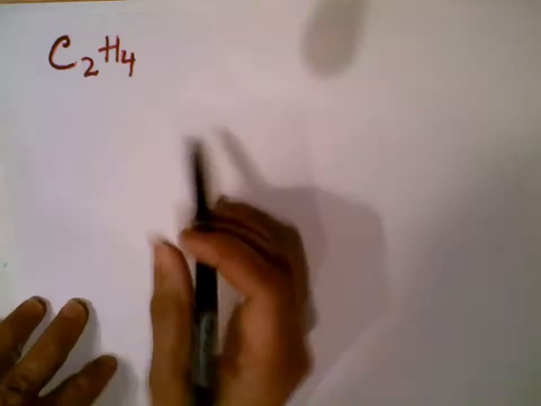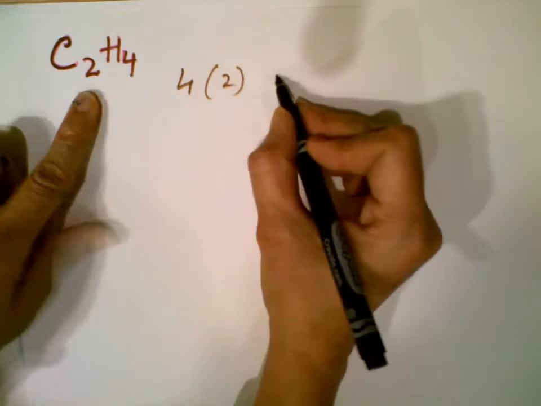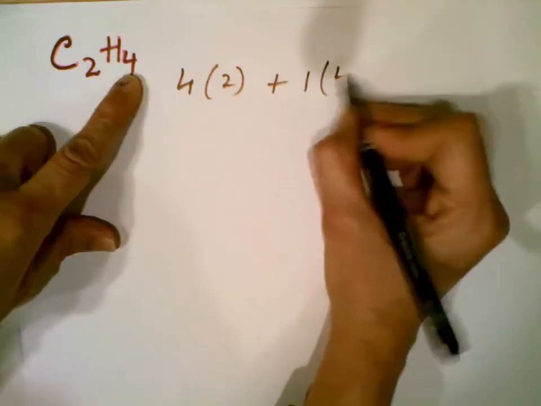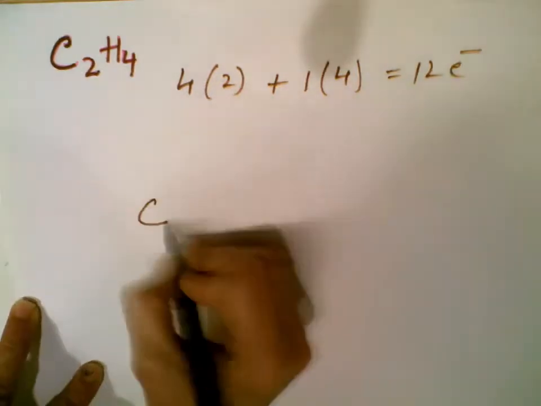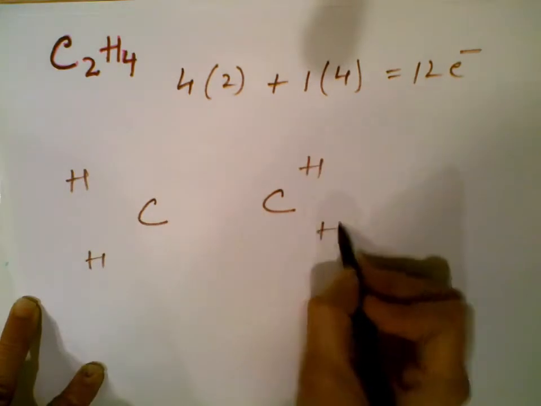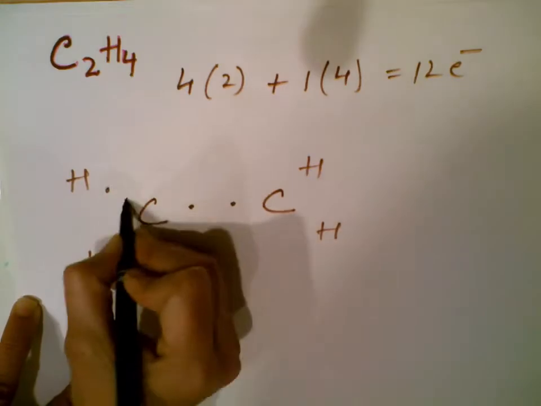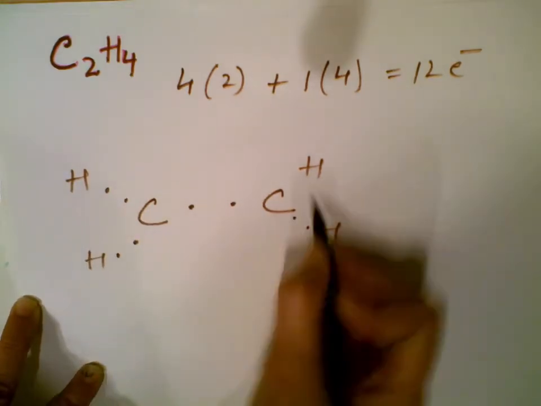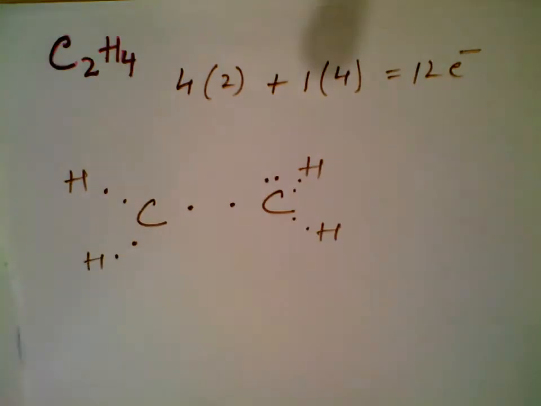Now let's work on one more example of a double bond. Ethylene: 4 valence electrons for carbon, since it is 2, and 1 valence electron for hydrogen, however it is 4 atoms, so total 12 electrons. Carbon, carbon, hydrogen, hydrogen, hydrogen, hydrogen. So 12 electrons, 1, 2, 3, 4, 5, 6, 7, 8, 9, 10. I can put the other 2 here or here, it doesn't matter.